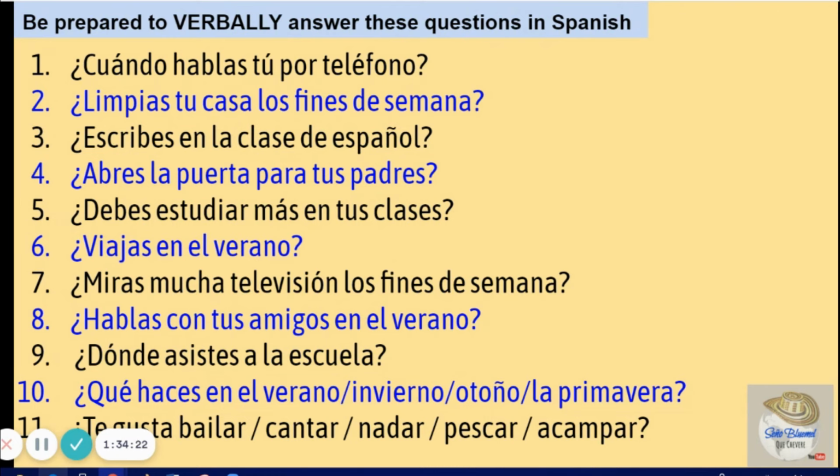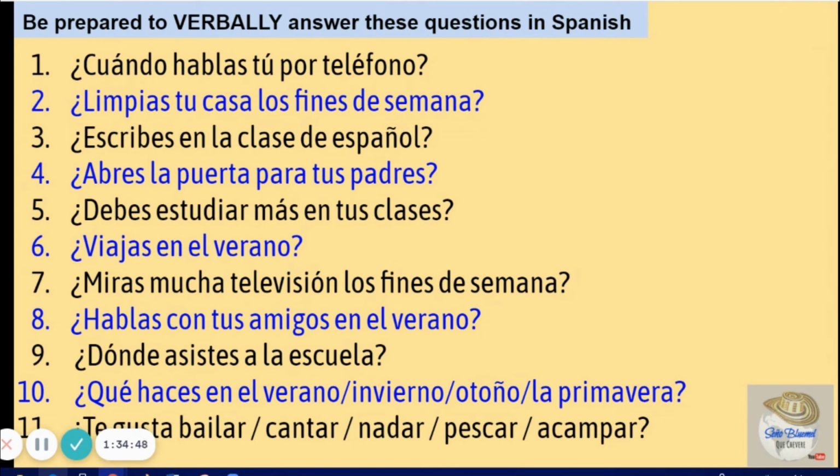So then you would say I speak, which is the verb hablar, an AR verb, and you have to know how to say I speak. So yo hablo por teléfono todos los días, o yo no hablo por teléfono. ¿Limpias tu casa los fines de semana? Sí, limpio mi casa los fines de semana, o no limpio mi casa los fines de semana.